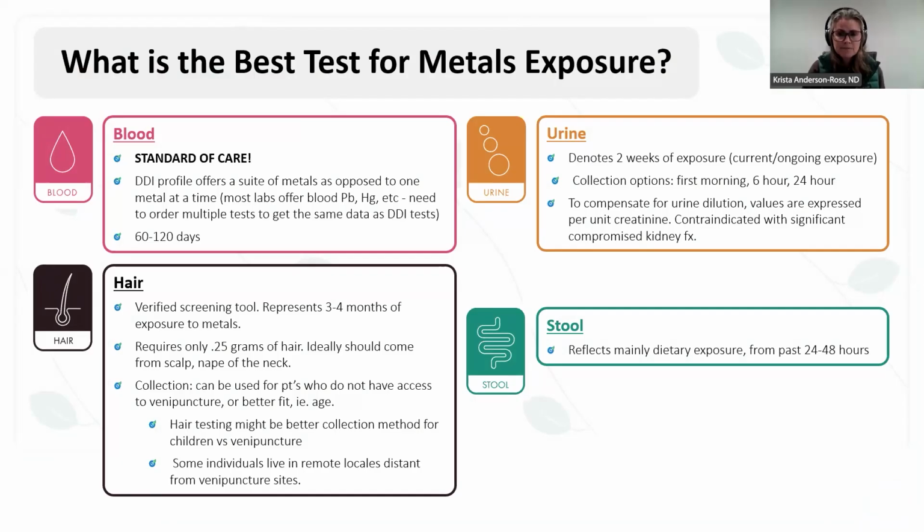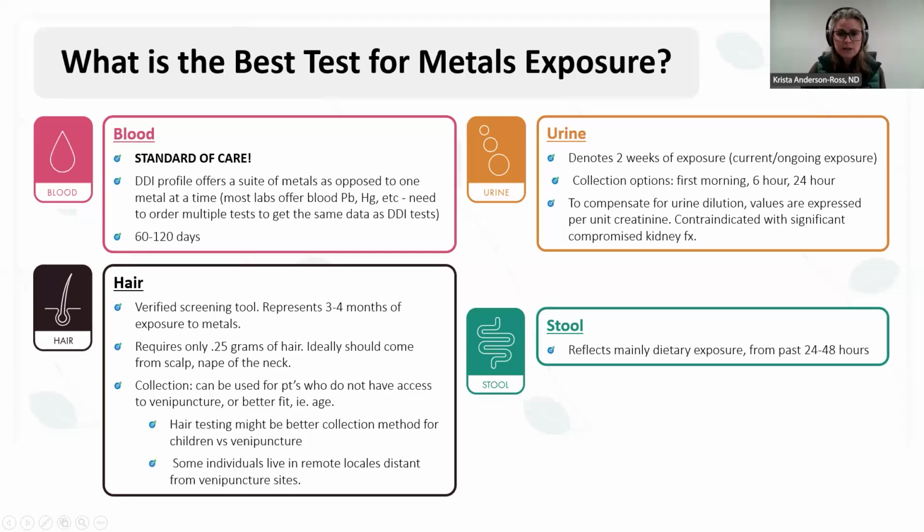When we talk about testing for metals exposure, it's important to anchor it all to blood because blood is the standard of care and it reflects a 60 to 120-day exposure, especially for metals like lead, mercury, and arsenic, and it captures both extra and intracellular levels. So it's the most reliable choice whenever exposure or toxicity is suspected. From there, each additional test type answers a different question based on its timing window.